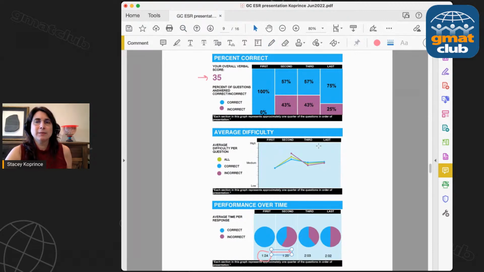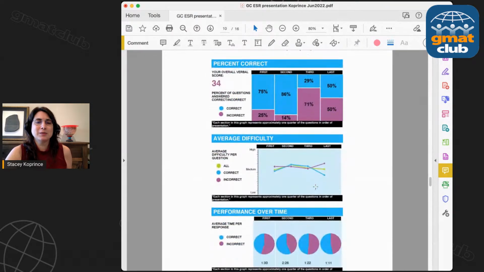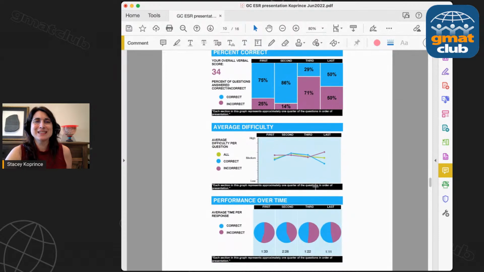All right, I'm looking at my clock. We still have quant to do, and we have 10 minutes, so let's pick this up. This is a third one, but I'm just going to tell you what's going on in this one because I want us to get to quant. So this one, percentage correct-wise, has a pretty strong first couple of quadrants, but then really dipped in the third quadrant and started to balance it out in the last quadrant.